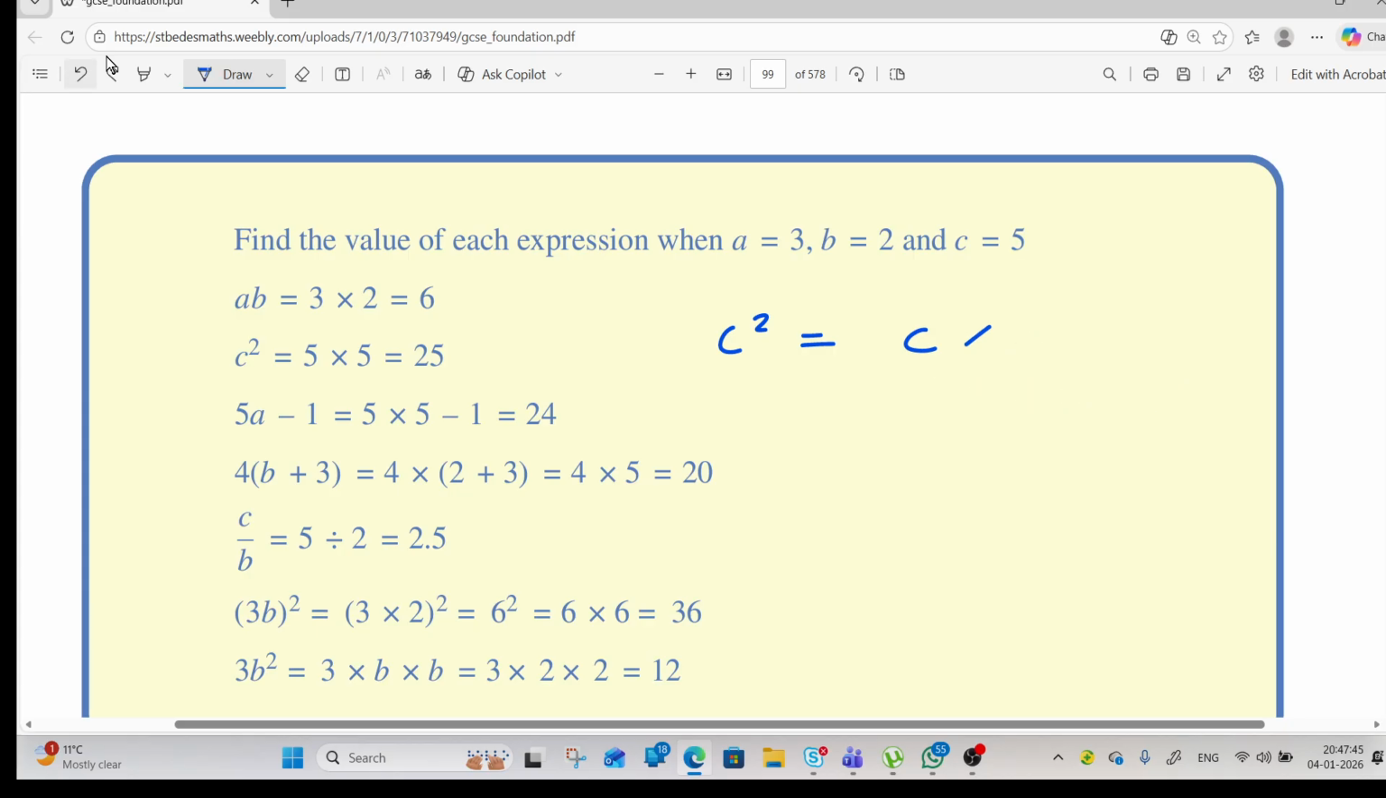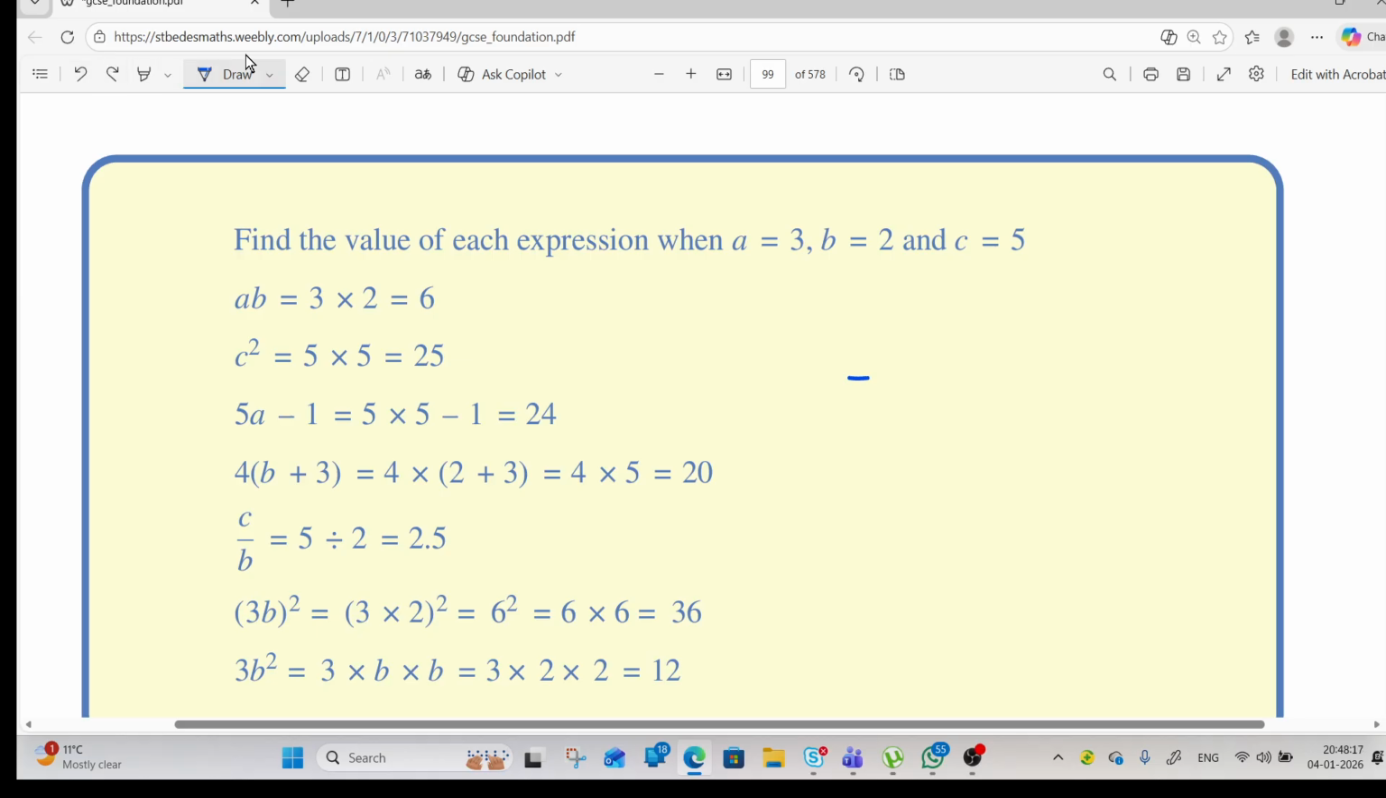Can you tell me what is the value of a square? Is it 6? a is 3. a square means a times a. So 3 times 3 is 9. 9. Yes. b square is? 4. Very good. 4. Okay, that's great.